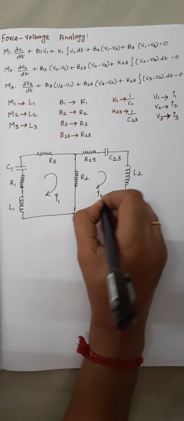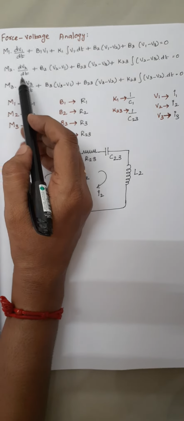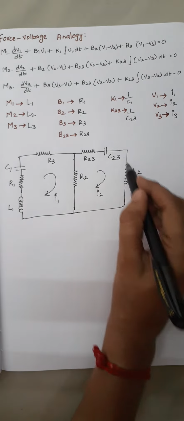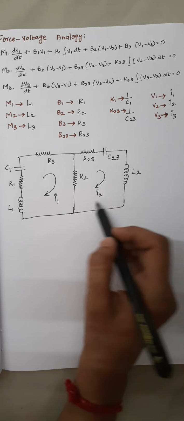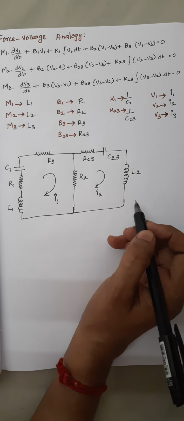Let current I2 flow through this loop, right? Again, the second loop consists of how many parts? That is the second expression, 1, 2, 3, 4. So in your diagram you also have 1, 2, 3 and 4, right? Hope you all are clear with this.